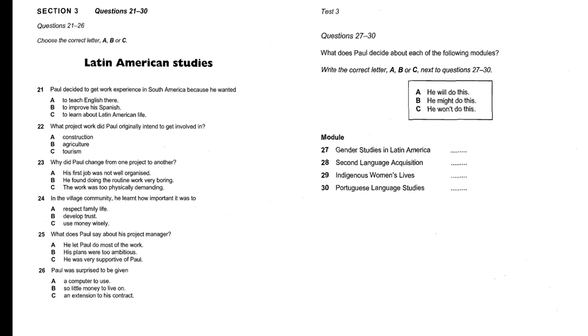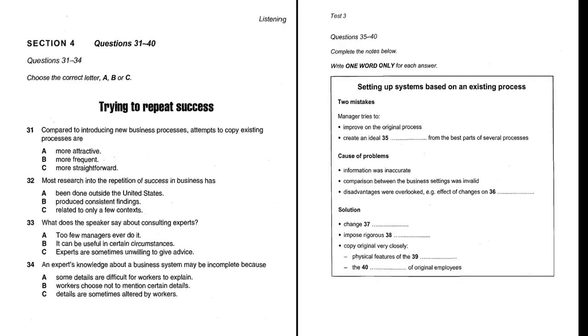That is the end of section 3. You now have half a minute to check your answers. Now turn to section 4. Section 4. You will hear a lecture about success in business systems. First, you have some time to look at questions 31 to 40.